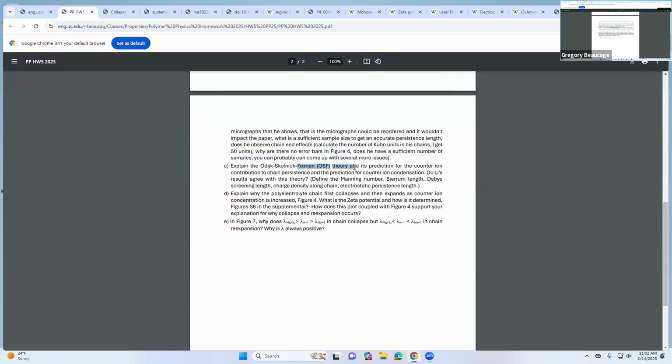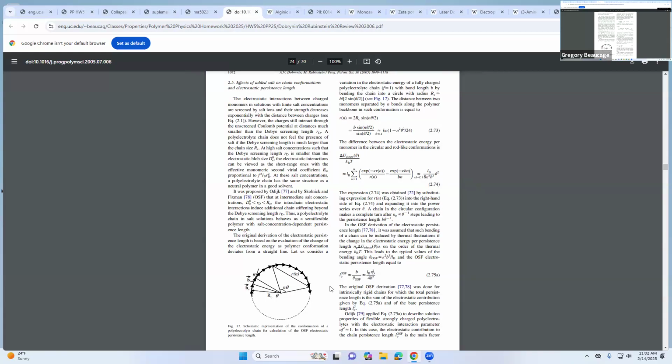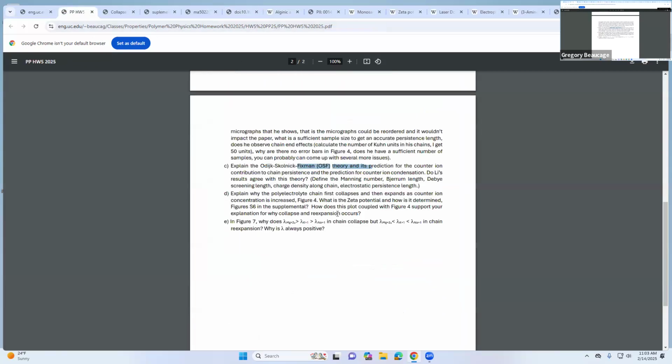Then explain the OSF theory. Take a look at that paper, not this paper, and see what you can get out of it. Basically what I said is that because it bends, there's a bigger energy, so the change in energy from straight to bent is related to the added persistence length due to this electrostatic effect, by balancing it against kT. So maybe you can get that from this. If not, just do whatever you can do with that.